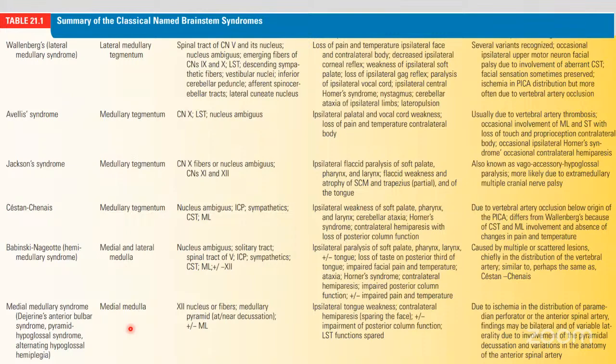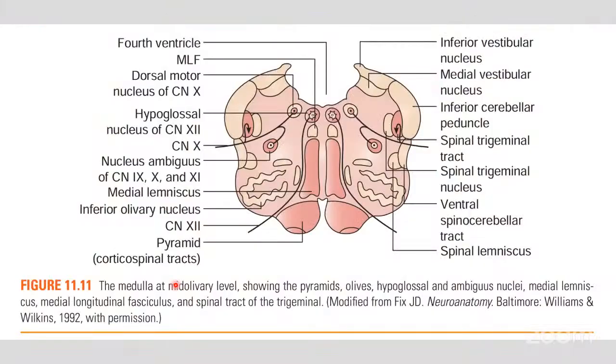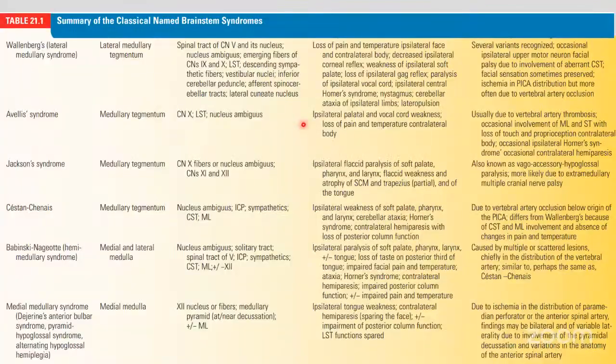While a medial medullary syndrome, that is the Dejerine syndrome, involves the medial structures, that is the 12th cranial nerve nucleus, the medial longitudinal fasciculus, the dorsal motor nucleus of 10th cranial nerve, and the hypoglossal nucleus. This results in ipsilateral tongue weakness, contralateral hemiparesis which spares the face, and impairment of the posterior column function because of involvement of the medial lemniscus.